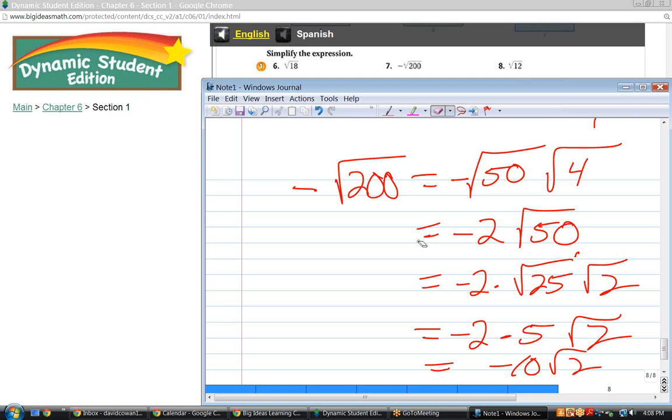It's always a shorter process if you happen to be able to pick out the factor that is the maximum perfect square, which in our case is 100. There's no factor of 200 that is a bigger perfect square number than 100. And that gets us straight to this immediately. Okay.